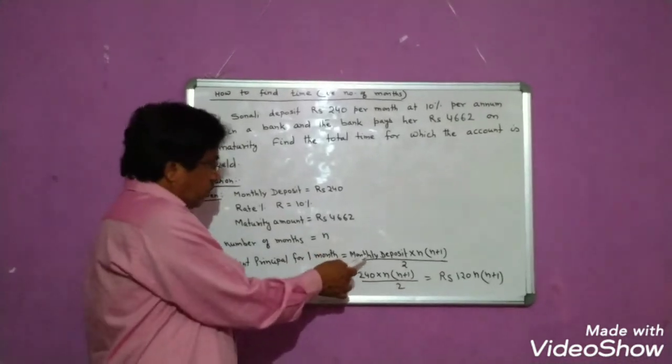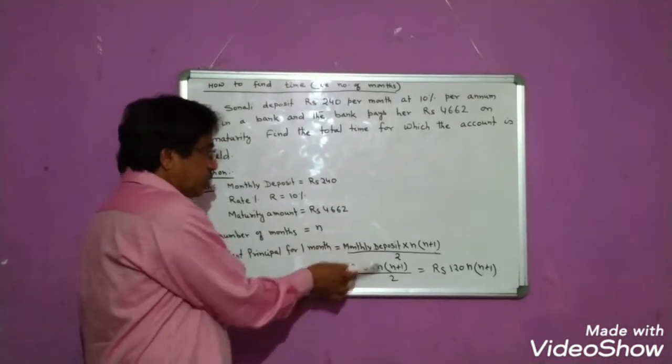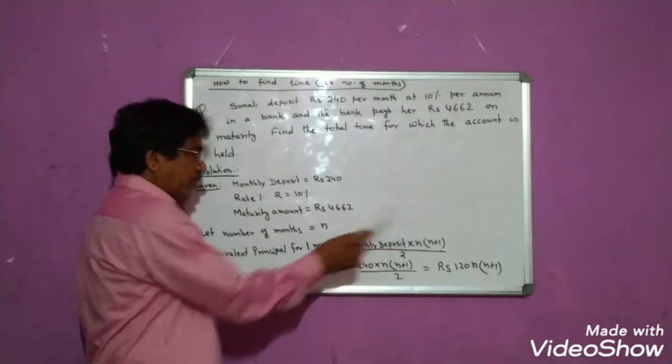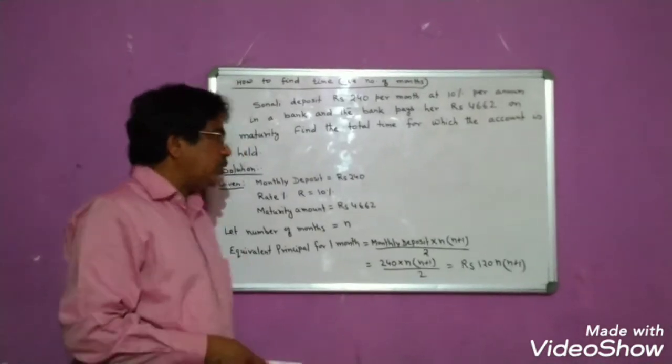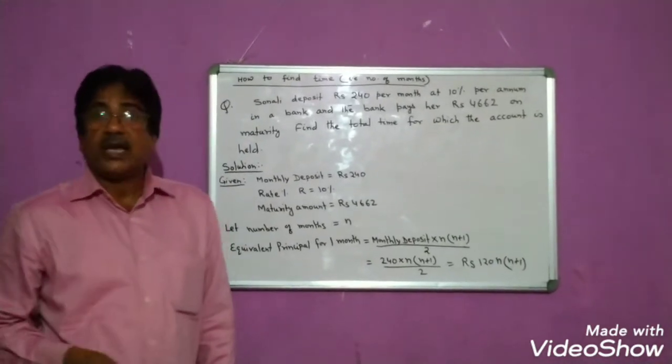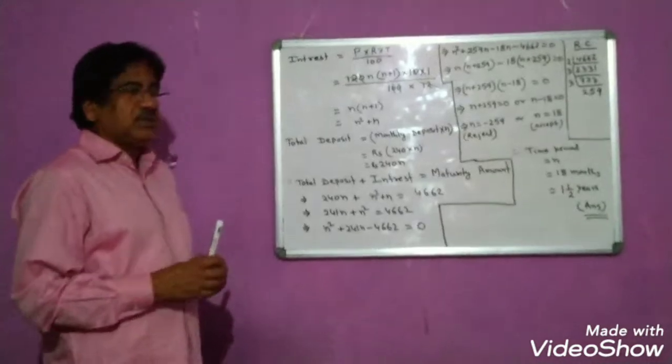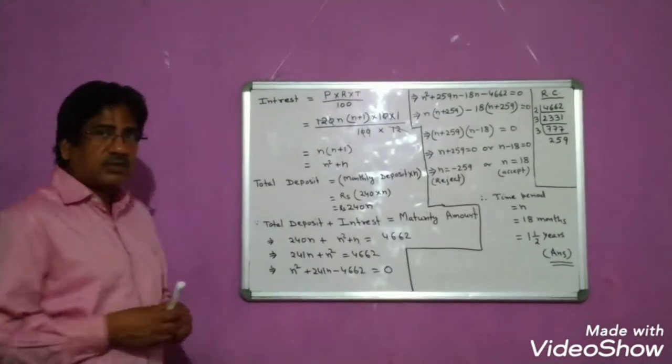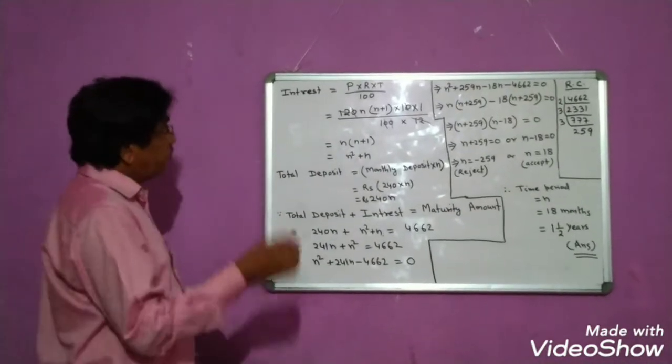The formula is very simple: monthly deposit into n plus 1 by 2. So finally, rupees 120 n into n plus 1. Next step is to find out the interest, and the same formula we'll use.